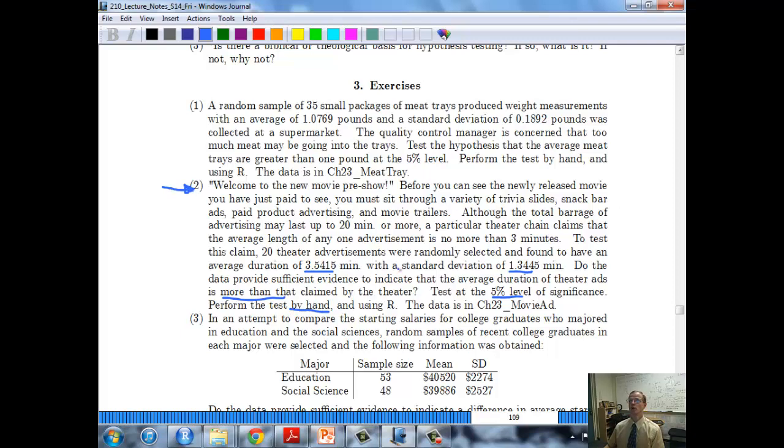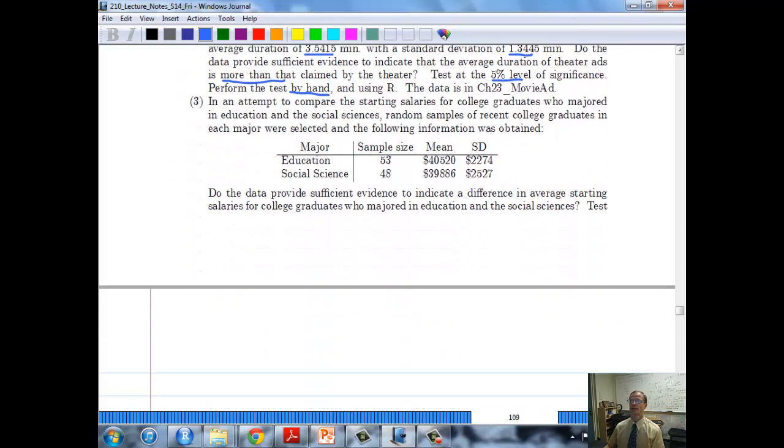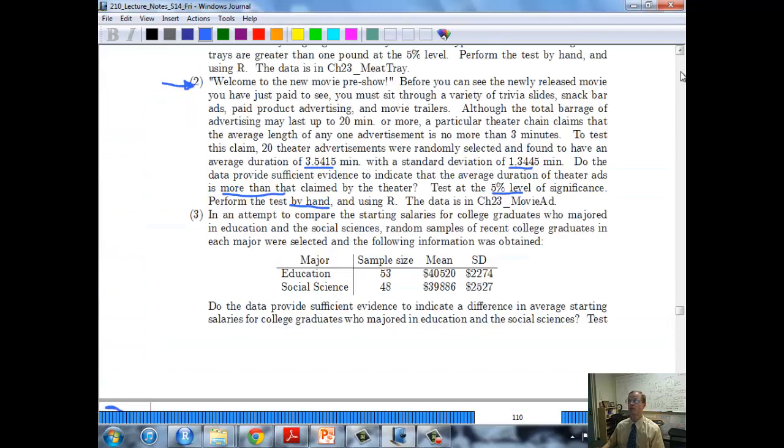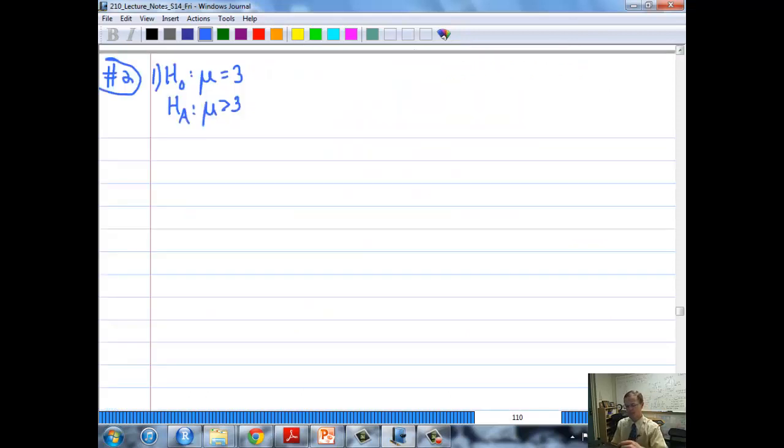Okay, so I've put in an extra space here. So let's go ahead and run this baby. We're going to do our 4 steps. So this is number 2. Null hypothesis is mu equals 3 minutes with alternative mu greater than 3. That greater than comes from the language more than, which was given in the question. So we watch for that.